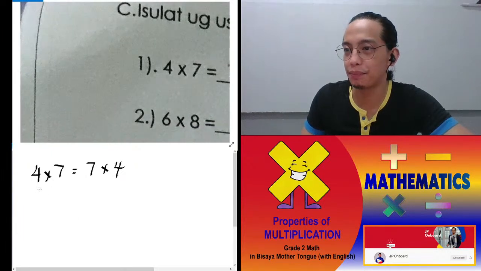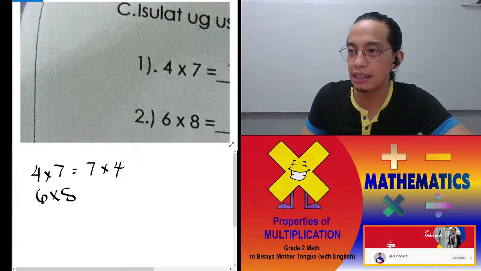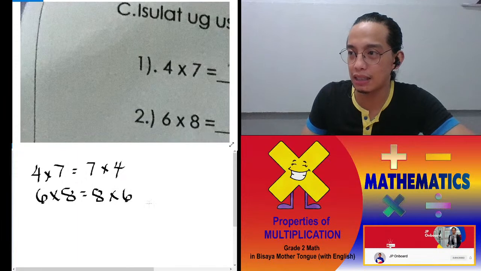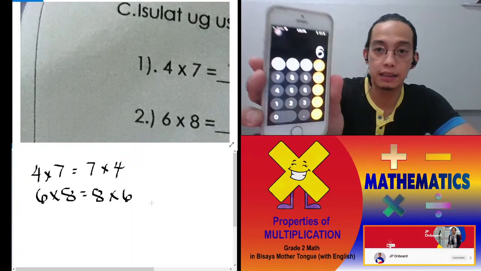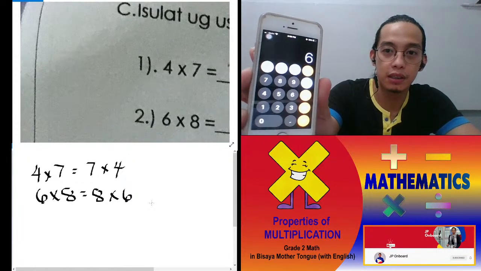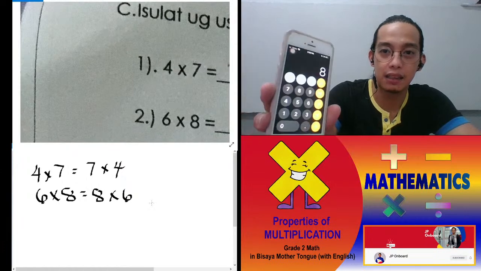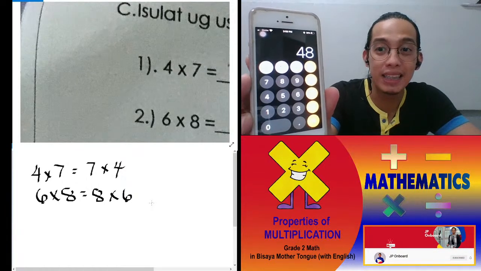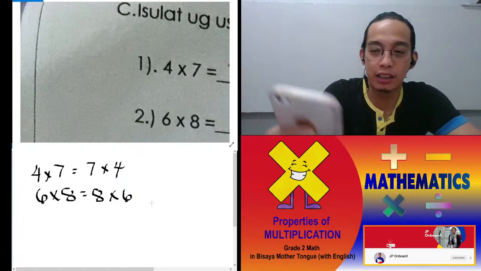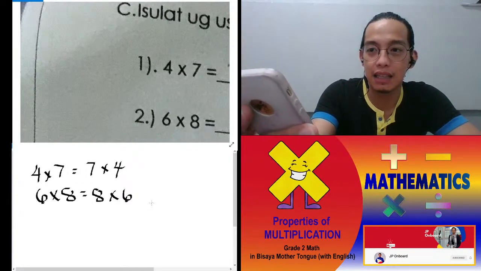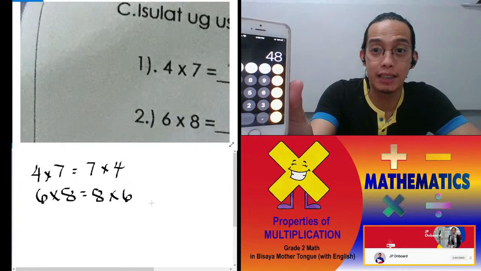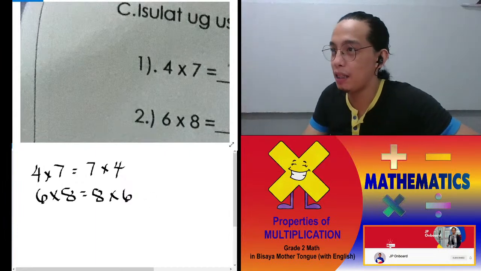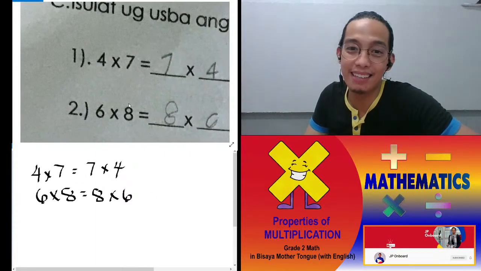Next, 6 times 8. Let's reverse the writing: 8 times 6. To verify, let's use the calculator. 6 times 8 equals 48. Then we switch it: 8 times 6 equals 48. It's the same. Okay, let's see the answer. It's correct. 8 times 6.